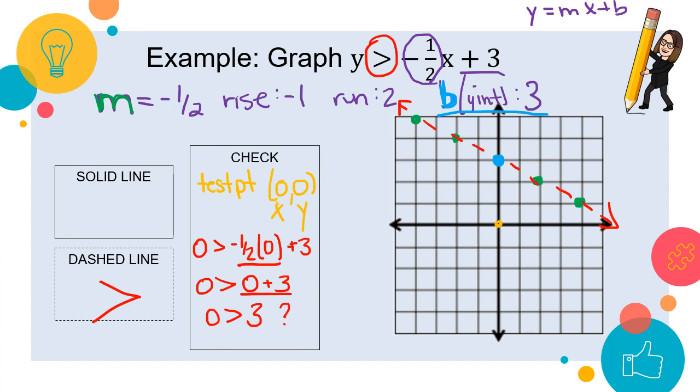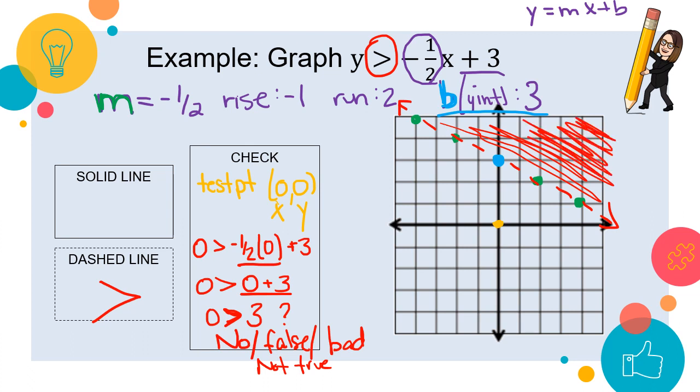Now, here's the question. Is 0 greater than 3? No. False. Bad. However you want to refer to this. This is not true. Okay? However you want to think about it means that this test point is bad. I don't like it. I don't want it. That means my only option is to shade the entire other side of my line. And you want to fill the entire graph that you're given on that side. So if you had a 10 by 10 graph, I'd need to see a little more shading.